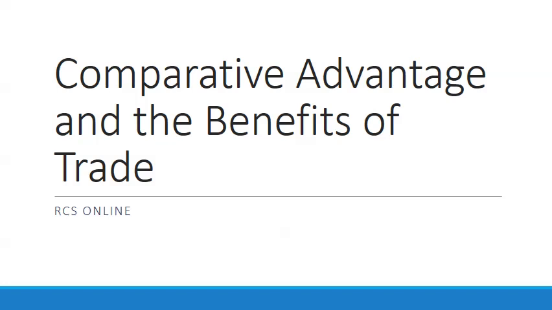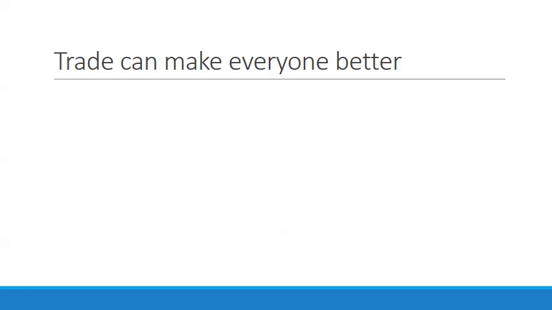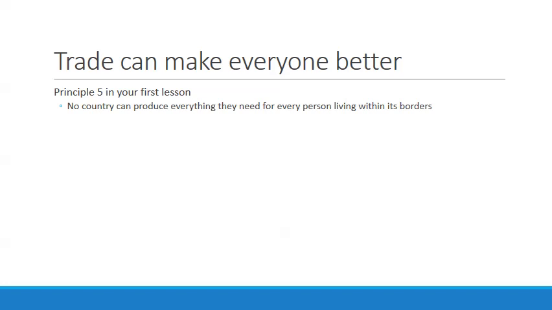So in this lesson, we'll start looking at Unit 14 with international trade and looking at comparative advantage and the benefits of trade. So we begin with Principle 5 in your first lesson that we did, which is trade can make everyone better. No country can produce everything they need for every person living within its borders. It's just simply not possible. So trade, therefore, is a necessity in order for countries to acquire goods that they need.